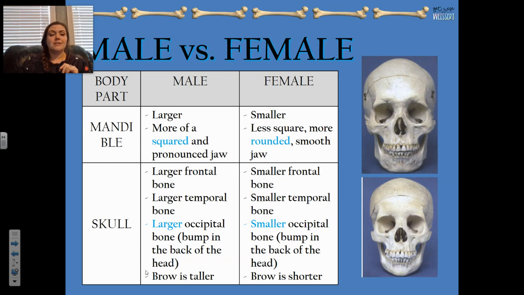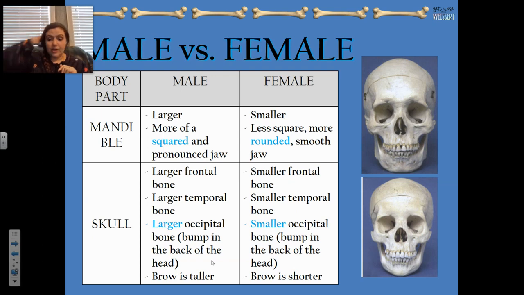Larger occipital bone, which is the bump in the back of the head. You can't see that from these pictures, but if you see the skull in person or in more pictures, there's a bump on the back of the head. Men generally have a larger bump back there, and the brow is usually up higher and much more pronounced because the frontal bone sticks out. For females, it should be a smaller frontal bone, smaller temporal bone off to the side, smaller bump in the back. The brow is shorter, not as far across, and definitely not as pronounced.